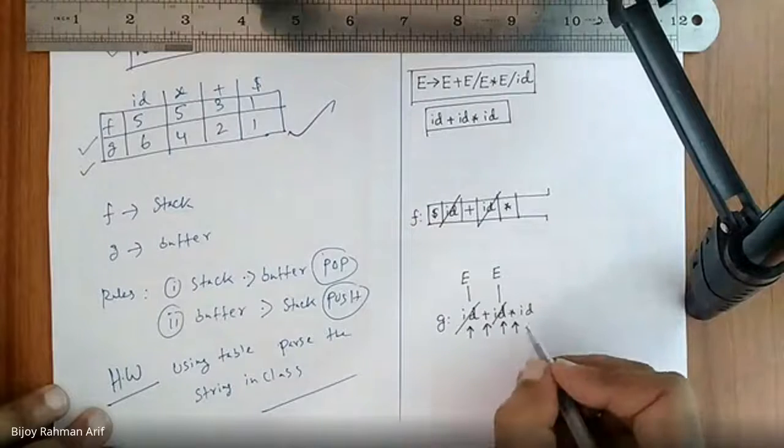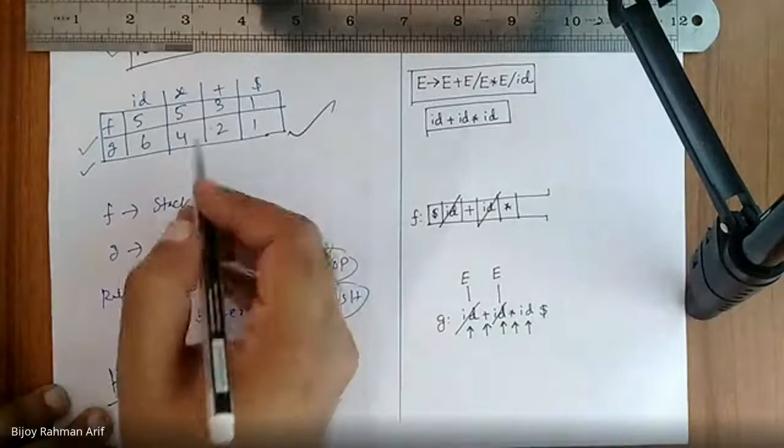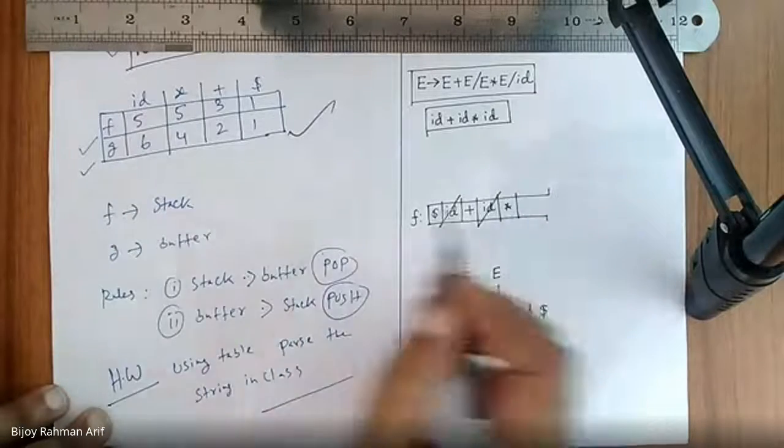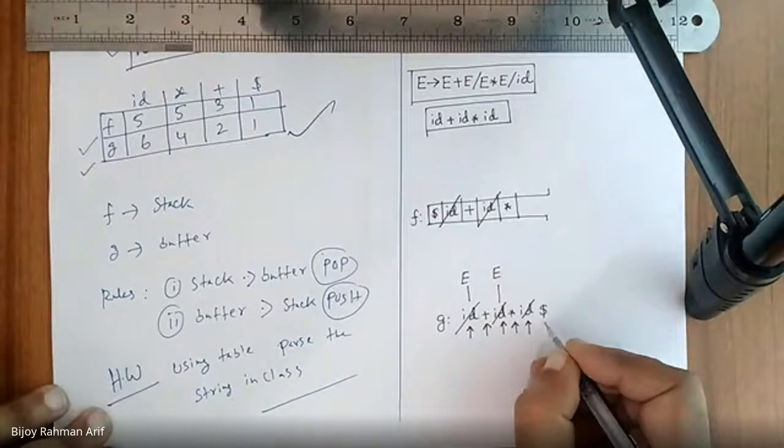Then I move over here, and then there is a dollar. Now I have G ID. G ID has a value of 6. And here F star has a value of 5. Which one is bigger? G ID is bigger. So I'm going to push.